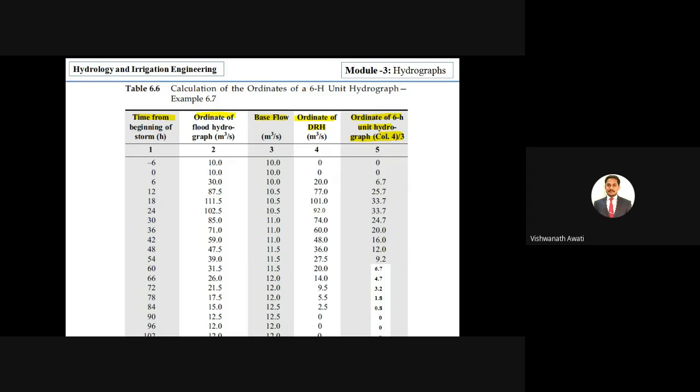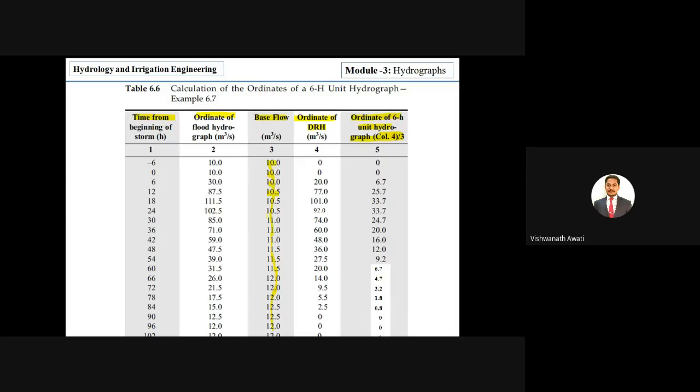Next step is, after drawing the flood hydrograph, we have to make the base flow separation, and after that you will get these values. As I told, it may be uniform or it may be changing based on the graph. So here in this textbook they have taken 10 initially, then it changed to 10.5, again to 11, again to 11.5, then 12, and again to 12.5. We get it from the graph.